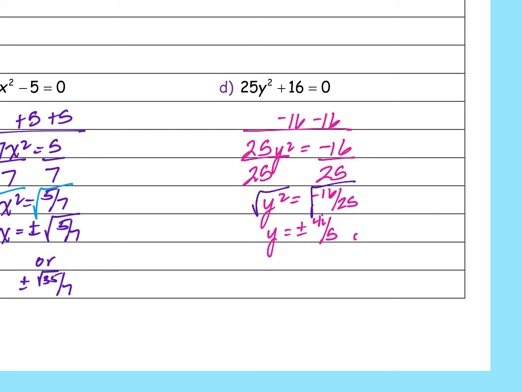You can also write this as plus or minus 4/5 i. Doesn't matter where you put the i, okay? It does need to be in the top. That's not like 4 over 5i. That's not what that is. The i is not in the denominator.